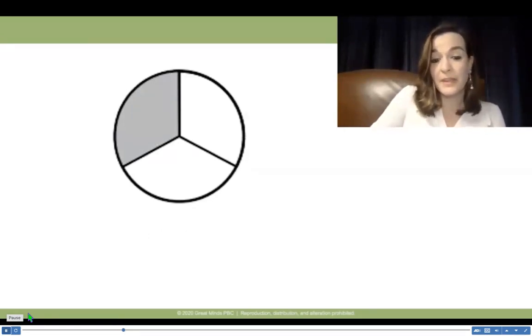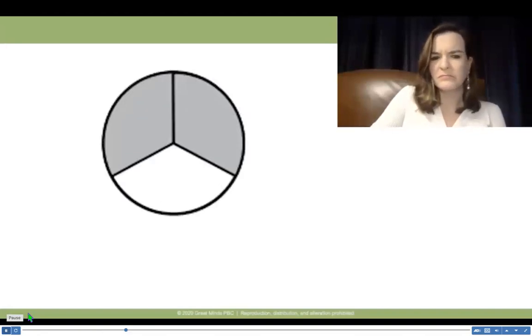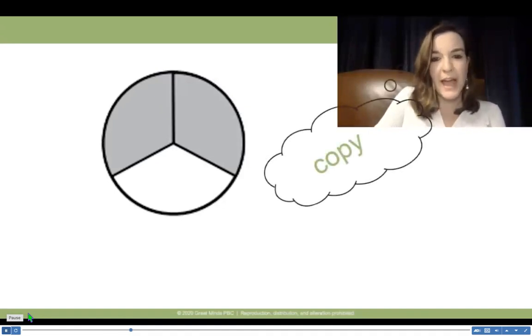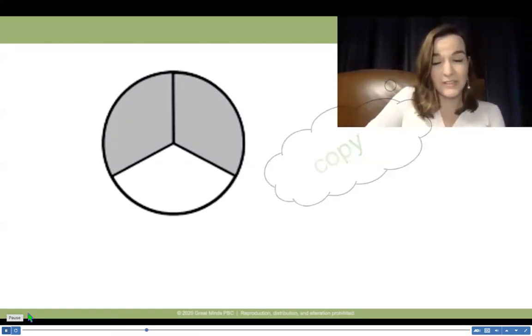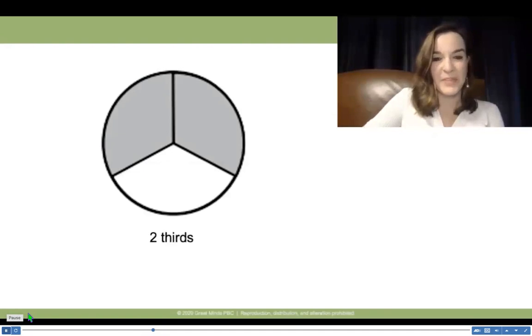I'm going to make a copy of my unit fraction. I used an interesting word there, copy. Reflect on what happened when I made a copy of my unit fraction. Maybe you noticed that I shaded in another one of our equal parts. Just like a copy machine, I made a copy of my unit fraction. So now how many units are shaded? 2/3. Let's count them. 1/3, 2/3.